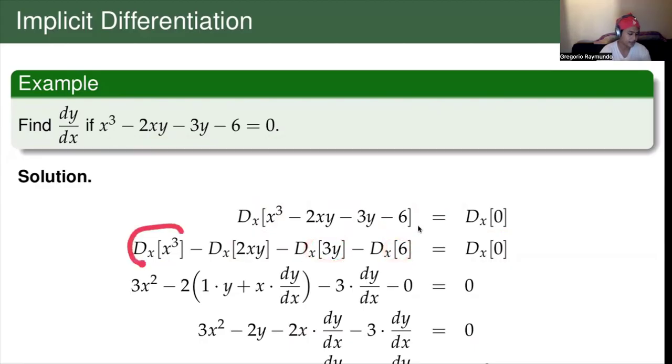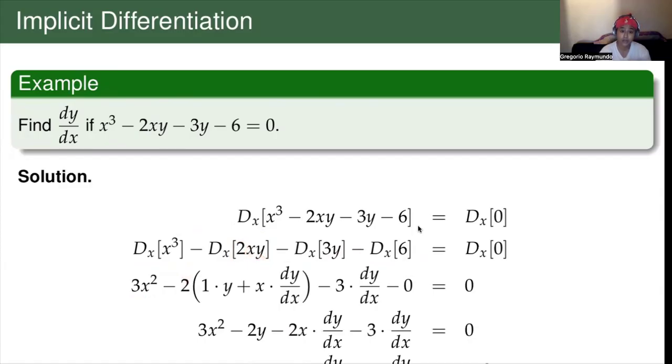Okay, the easiest ones here are 3x squared and 6. Derivative ng x cubed, 3x squared. Derivative ng 6, 0. Ito yung medyo challenging. So for this one here, it's 2xy. May constant ka, labas mo na yung constant. So minus 2, kukunin mo yung derivative ng xy. So ano yung derivative ng xy?